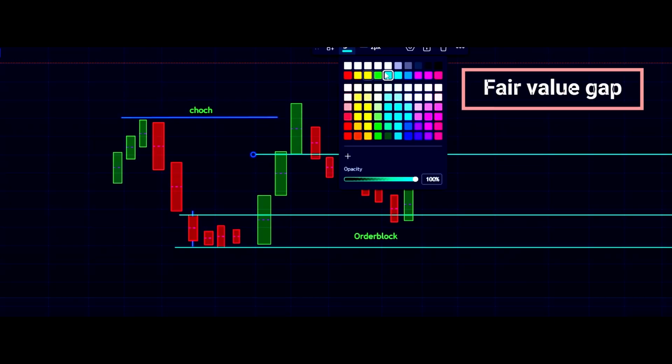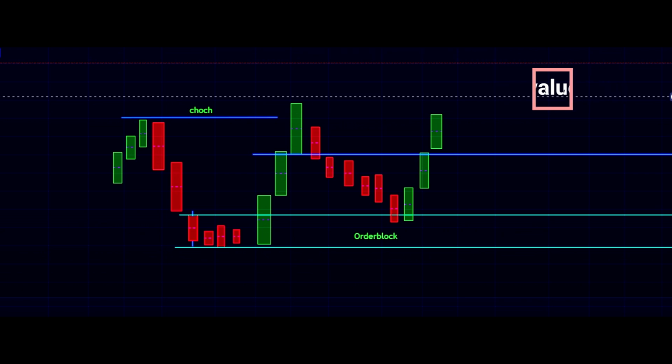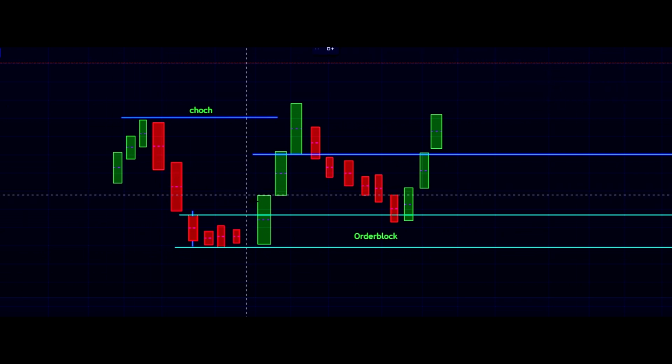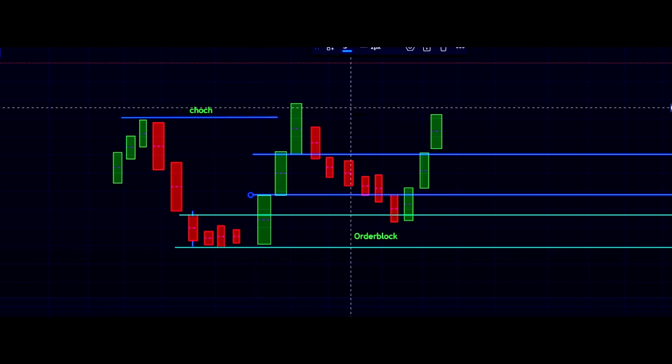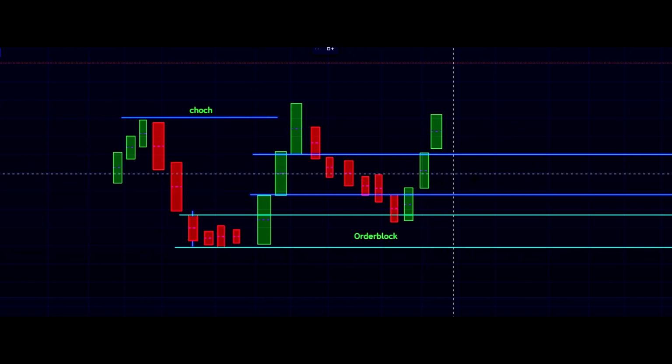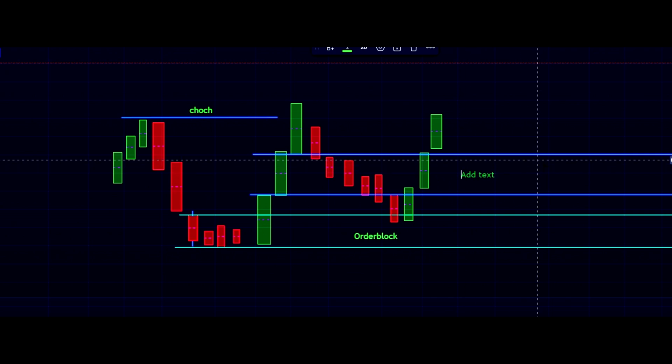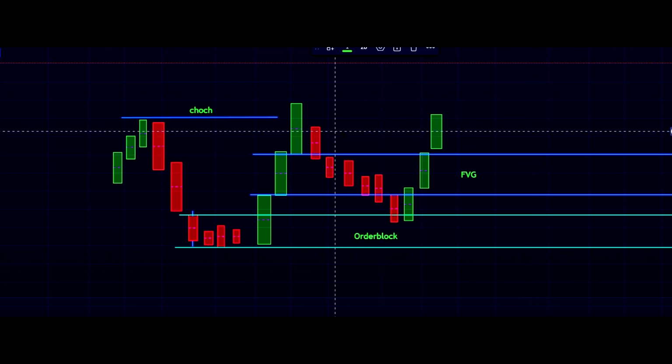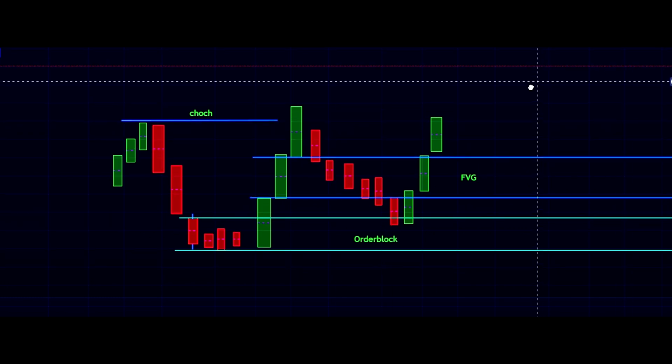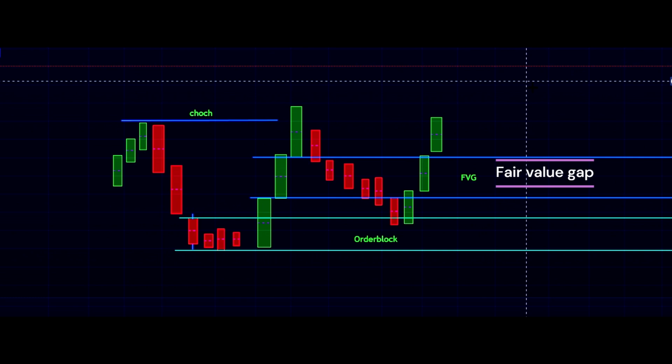Fair value gap. A fair value gap is a price imbalance created when the market moves too fast, usually during an impulse move. It appears as a gap between candles where price did not trade efficiently. Markets are designed to seek efficiency, so price often returns to these gaps to rebalance before continuing its move. Fair value gaps are powerful areas for entries, targets, and confirmations. Simply put, price likes to fill the gap before moving on.